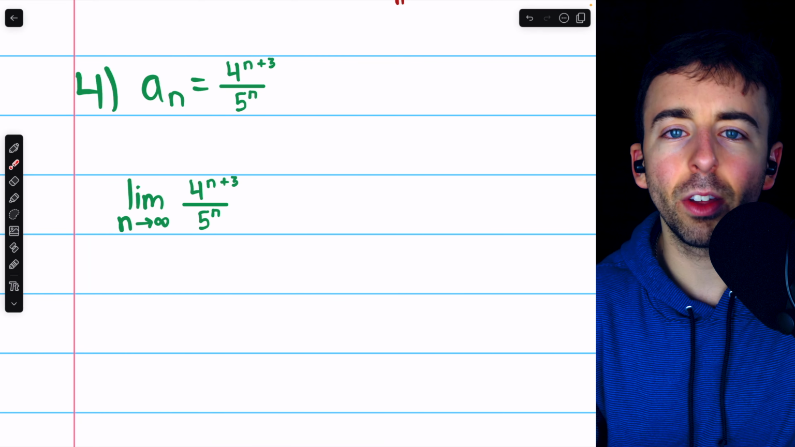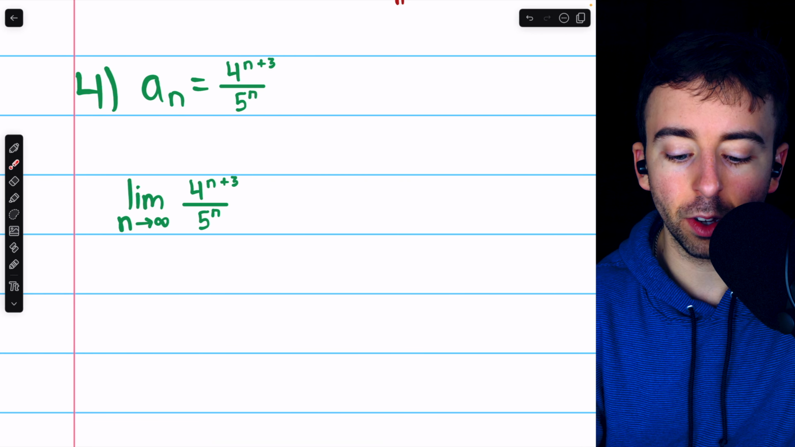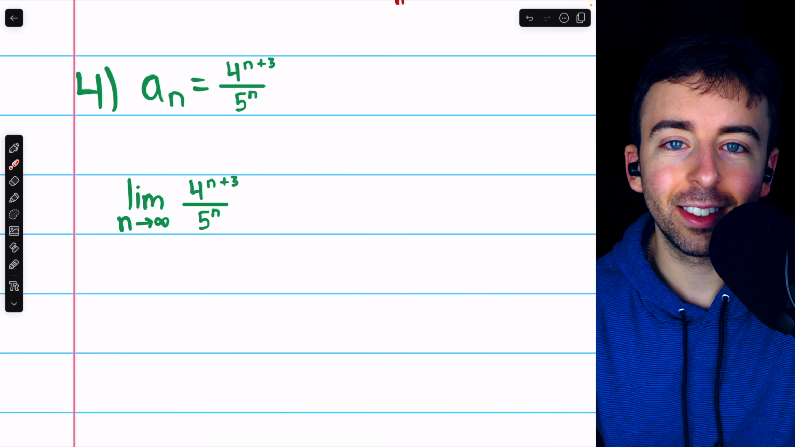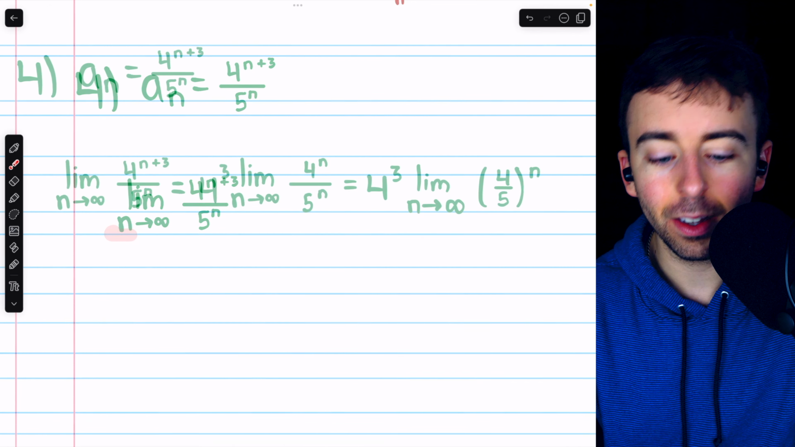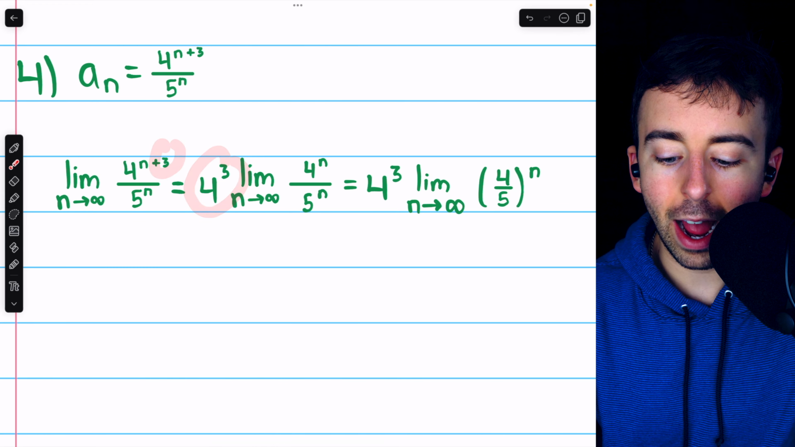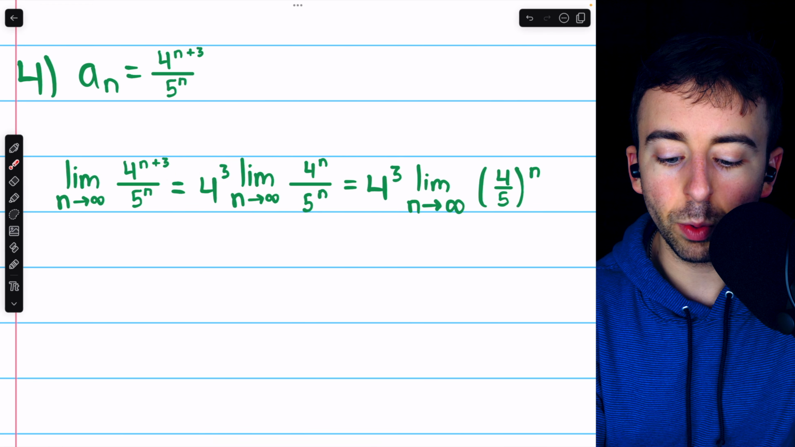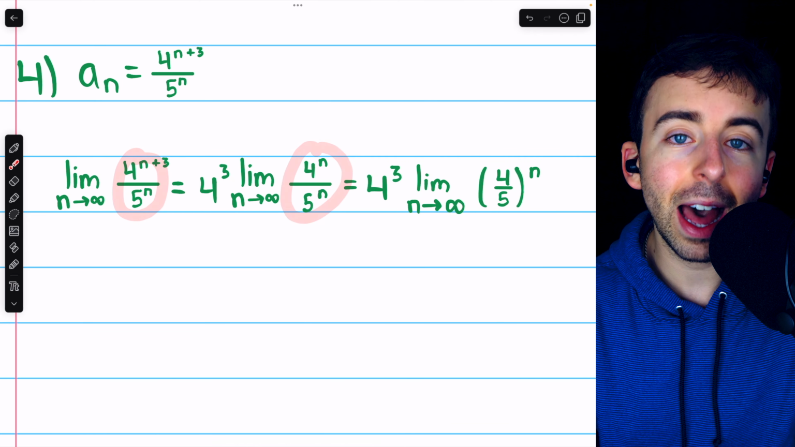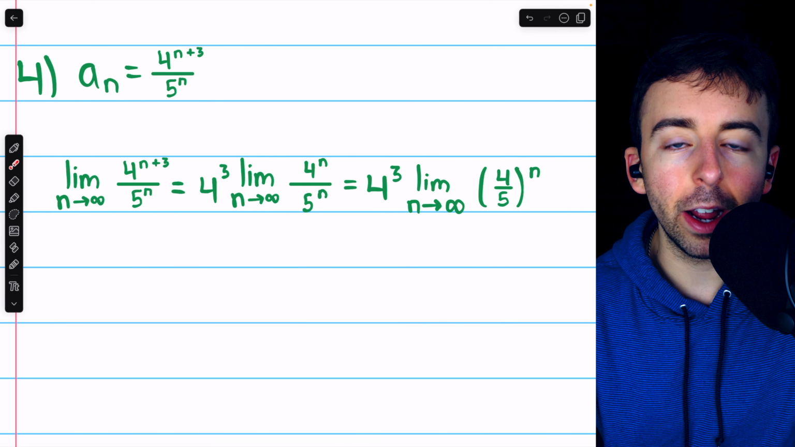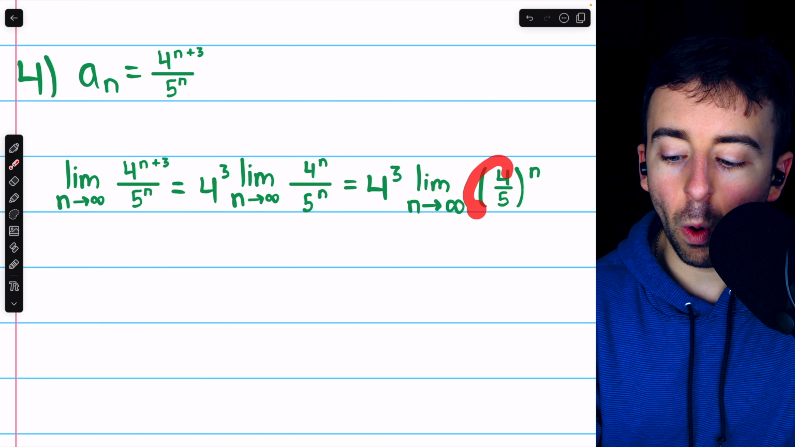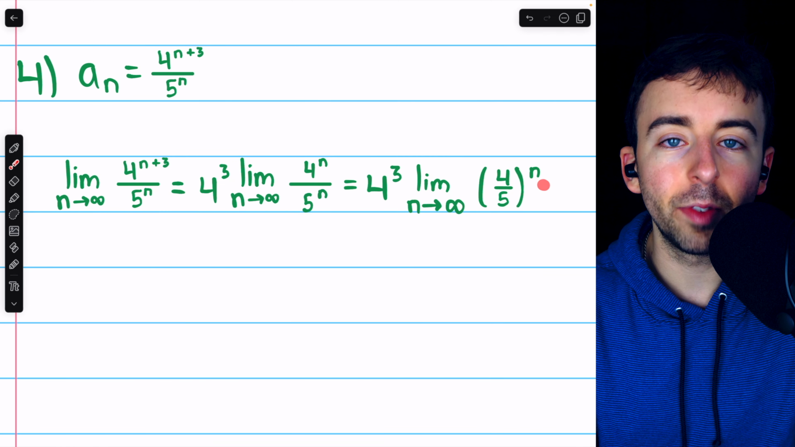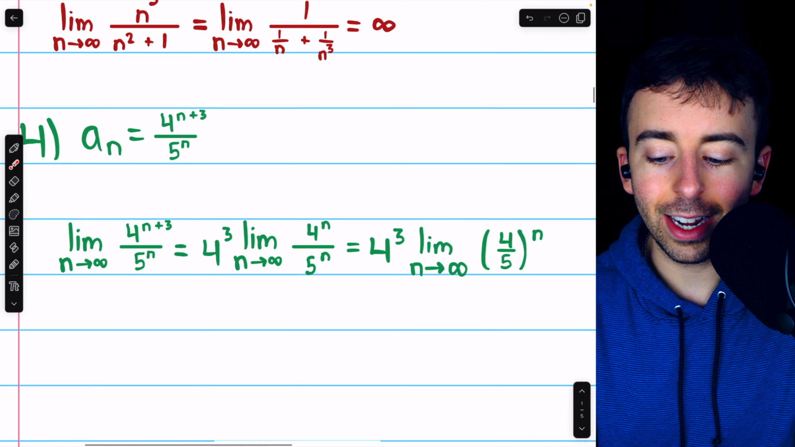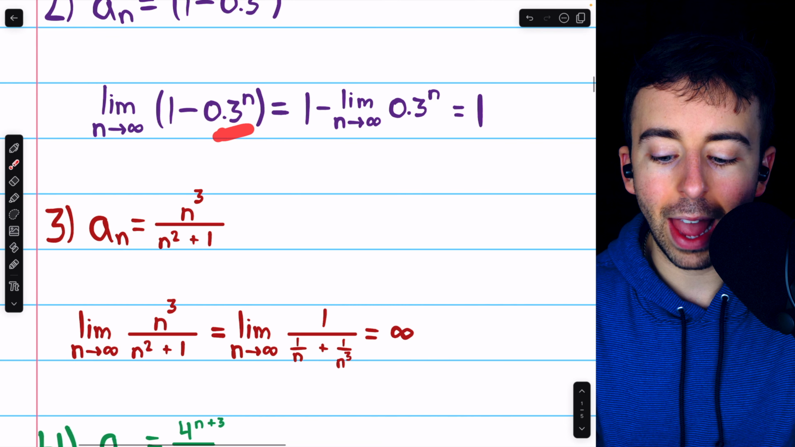So let's just take those 3 additional factors of 4 out of the limit, since they're not being affected by n. So taking those 3 factors of 4 out, inside the limit, we're left with 4 to the n divided by 5 to the n, which we can rewrite with just a single power as 4 over 5 to the power of n.